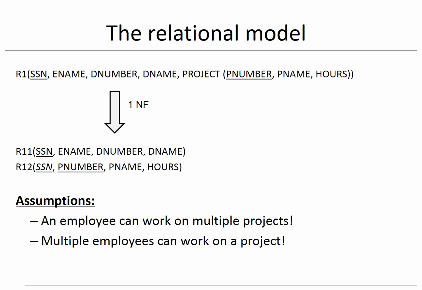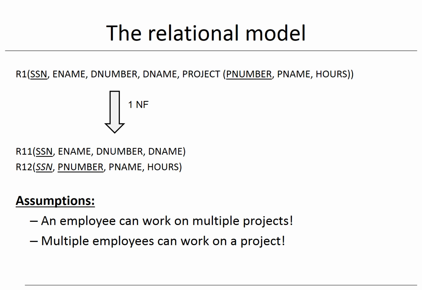Let's give one more example. Assume we have a relation R1 with employee information such as social security number, e-name, d-number, d-name, and project, which is a composite attribute type consisting of p-number, p-name, and hours. Let's assume an employee can work on multiple projects and multiple employees can work on a project. Hence, we have a multi-valued composite attribute type project in our relation R1. In other words, both conditions of the first normal form are clearly violated.